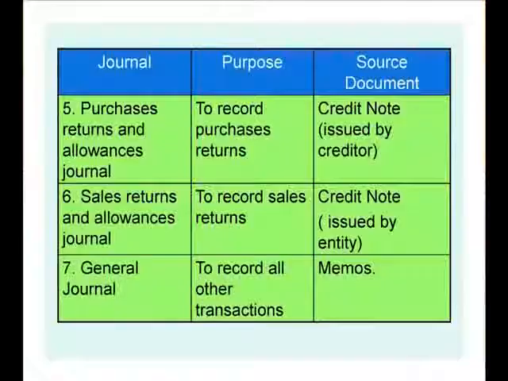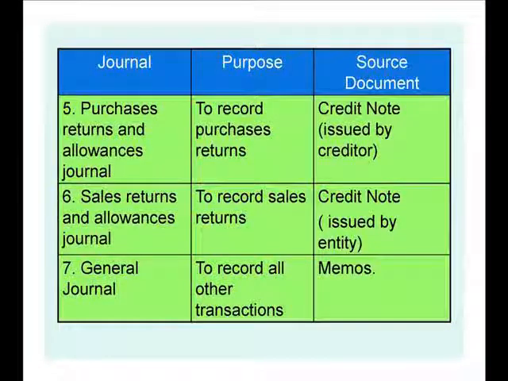We sold goods, faulty ones, expired ones, or the goods sold do not match the purchase order, right? So therefore, we will have to return or ask for an allowance. Yes? Then the entity issues a document, again called a credit note. But here the credit note is issued by the entity. The previous one is issued by the creditor.